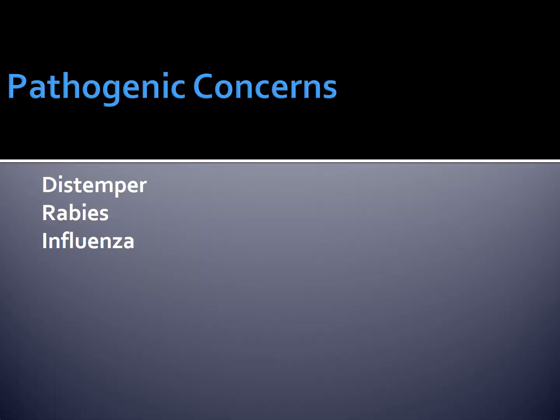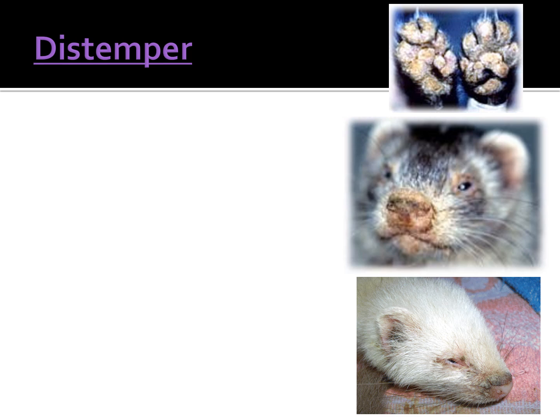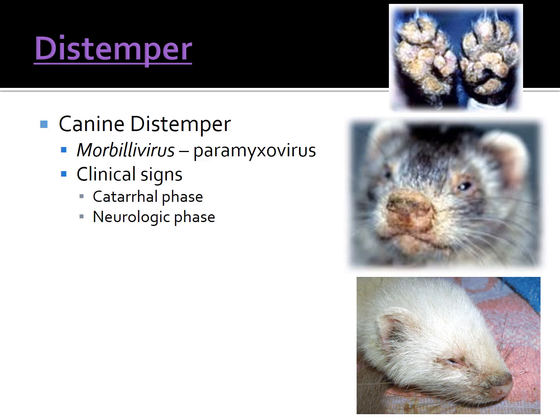Okay, pathogenic concerns: distemper, rabies, influenza. We don't worry about influenza too much with our animals, but this is a species we do. Ooh, good distemper pictures. So these animals can get canine distemper. Clinical signs, they can have rashes, they can have neurological issues, they can have photosensitivity, they can have really nasty nasal discharge. With the neuro phase, you'll see ataxia, tremors, paralysis.